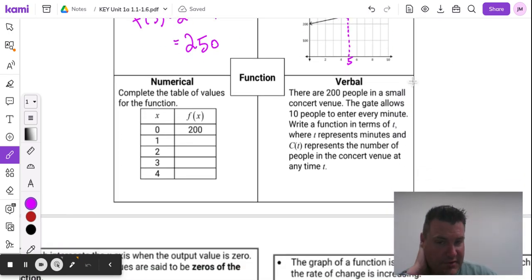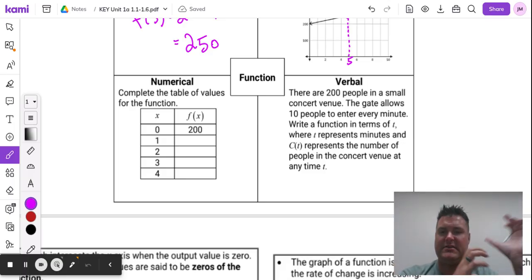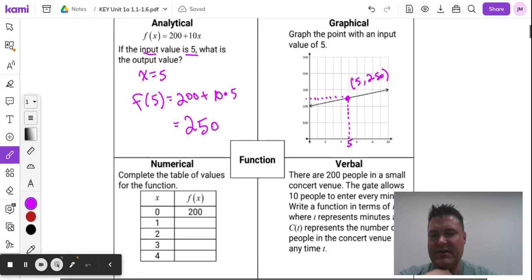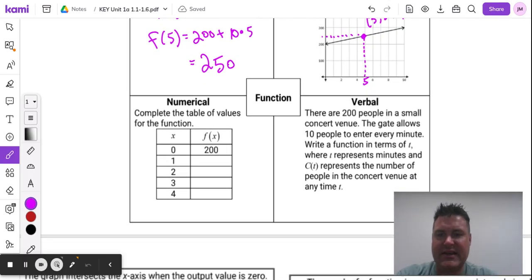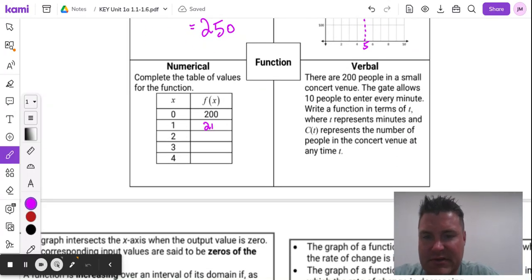Numerical, it can be represented different ways. They do represent this one as a table. Numerical, they can just list the points as well as a table. So complete this, using this function right up here. It's a linear function, and the slope is 10, so it's going to increase by 10 every one value. So this is going to be 210, 220, 230, 240.